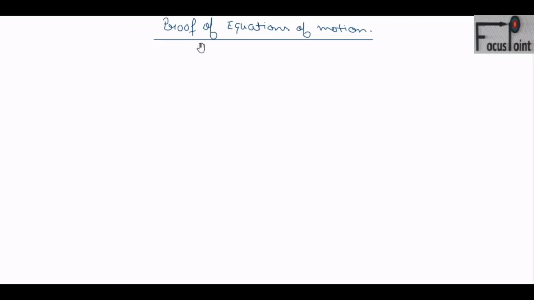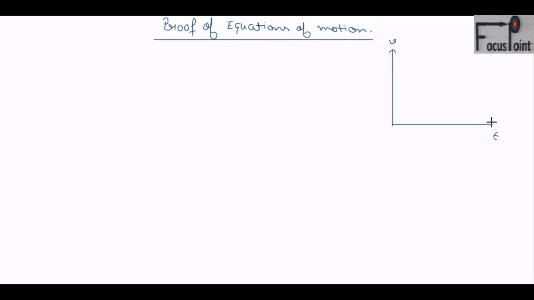We are going to start the proof of equations of motion used in chapter number 8 in 9th standard as well as in 11th standard also. So to do the proof of all the equations, we need to draw only one graph, that is the velocity time graph. तो velocity time graph ही हम क्यों draw करते हैं?